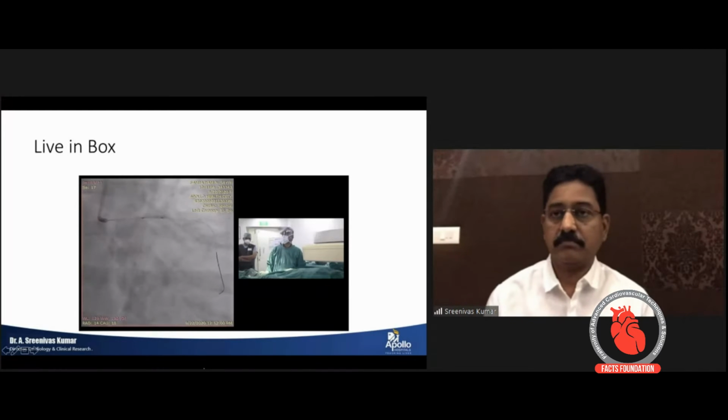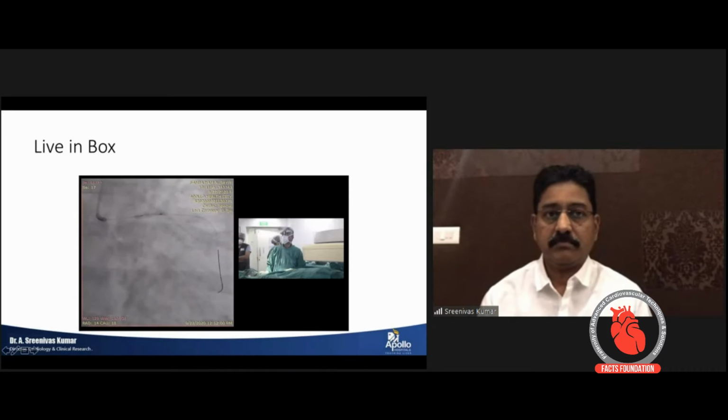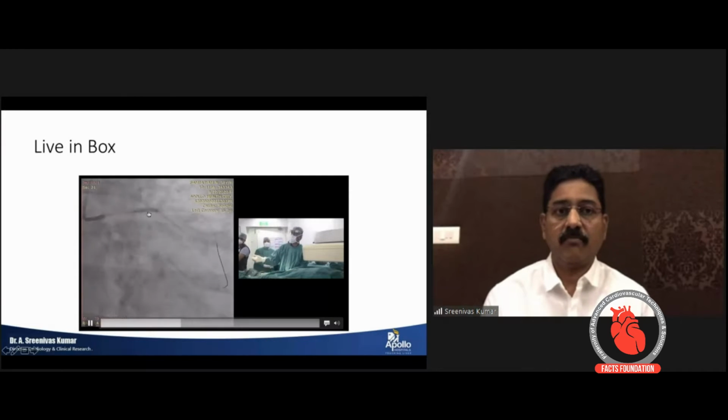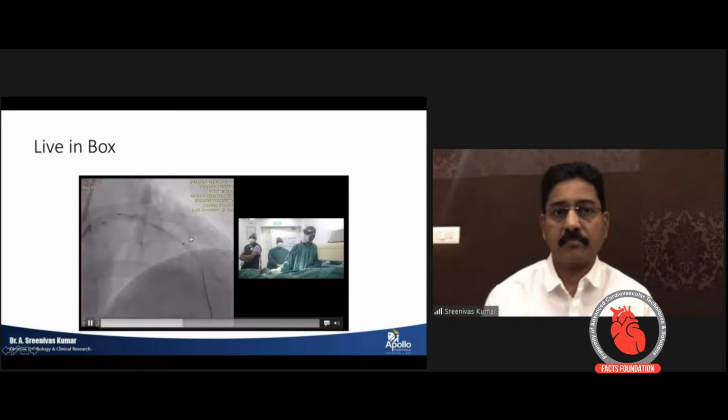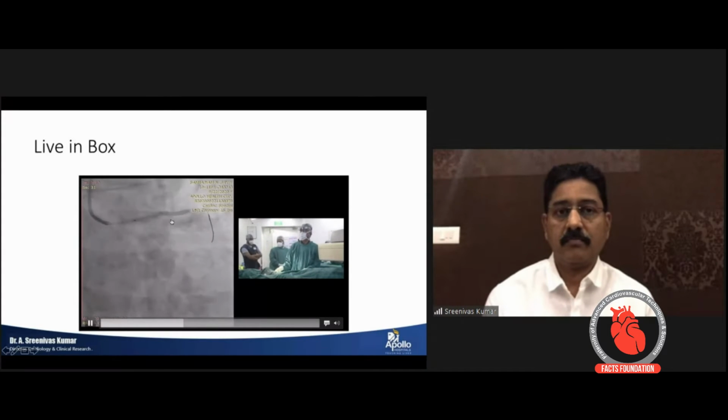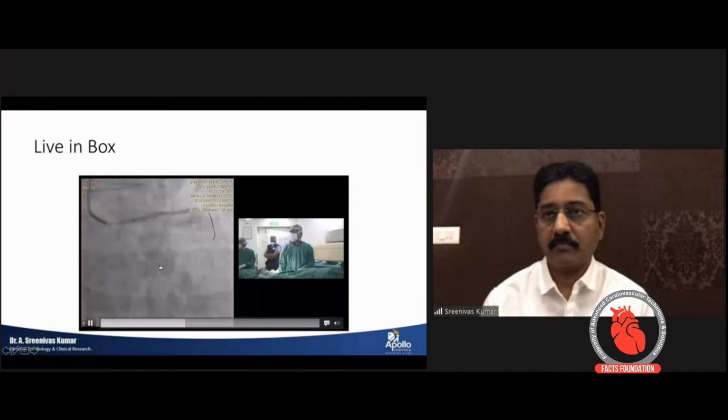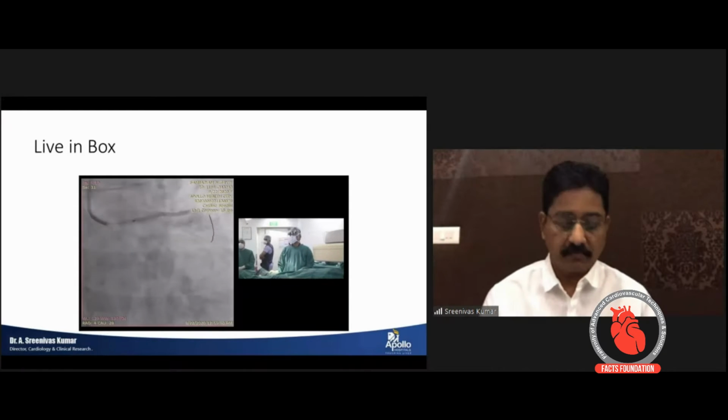Still unexpanded portion you can see there. Still it is not expanded. Then now it has yielded at 20 atmospheres with 2.5 NC. Because we prepared the bed well, we took a 2.5 by 38. Intima to intima it showed 2.3 and to EL it showed 2.6. So we thought 2.5 by 38 stent we will place it.